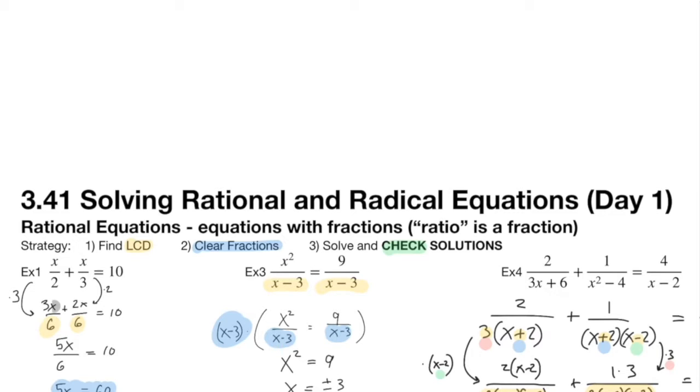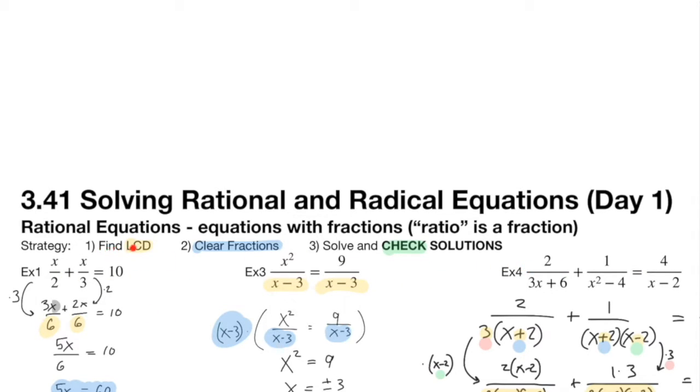Alright, you math maniacs, this is section 3.41, solving rational and radical equations, day 1. What's a rational equation? I'll tell you, a rational equation is an equation with fractions, because really the word ratio means fractions, two numbers compared to each other over a fraction bar. So a rational equation has fractions in it, and look, all these examples have fractions in it.